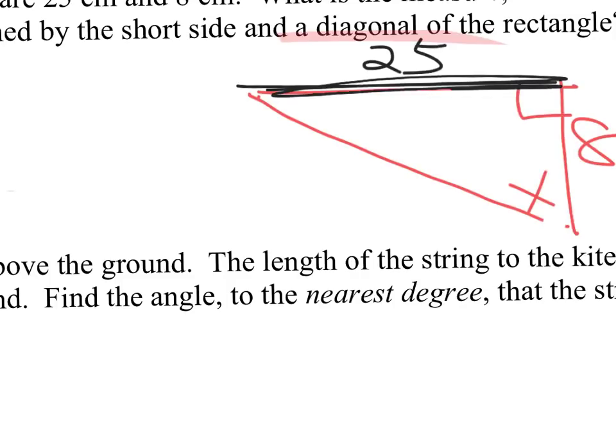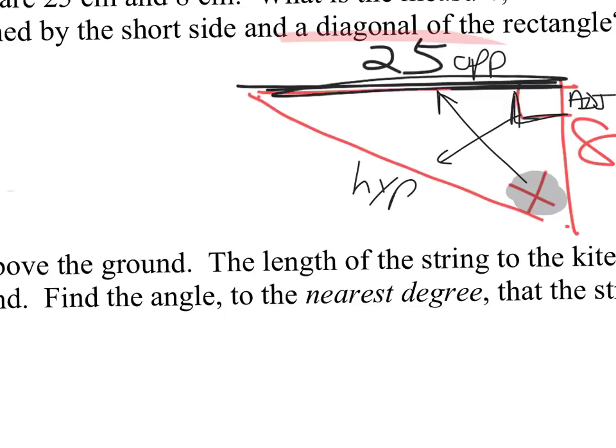So step 1 is to label the picture. So here's my right angle, so I'll go opposite that. That's the hypotenuse. Trigonometry is always about the angles. Well, in this case, I'm trying to solve for that angle x. So directly opposite angle x, I'll label the 25 as the opposite, and then the 8 is the adjacent.